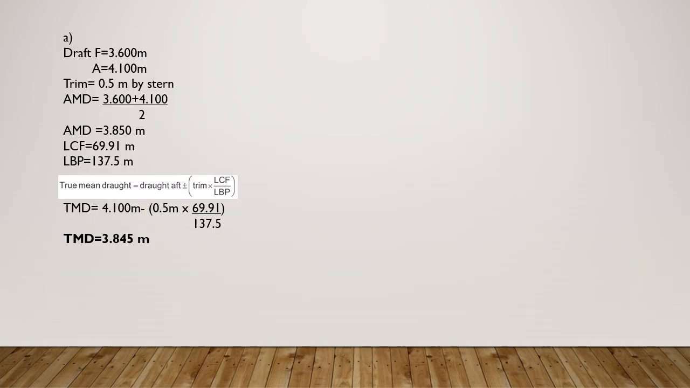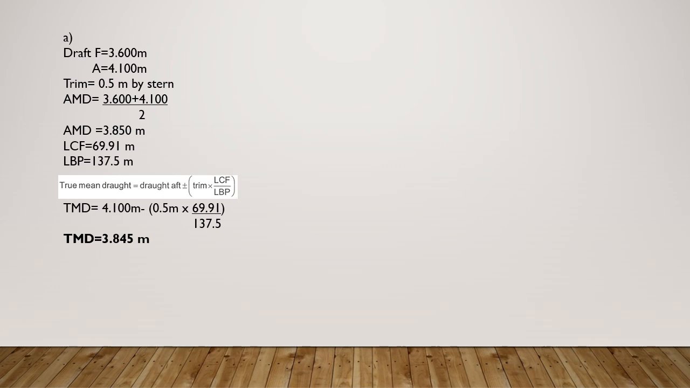Now let's look into the answer for part A. For part A, draft forward is 3.600 meter and aft is 4.100 meter. This is given in the question. So with this, we need to find the trim. Trim is the difference between forward and aft draft. So that is 0.5 meter, that is by stern. And now we need to find the arithmetic mean draft, AMD. So that is forward draft plus aft draft divided by 2. That will give you AMD is equal to 3.850 meter.